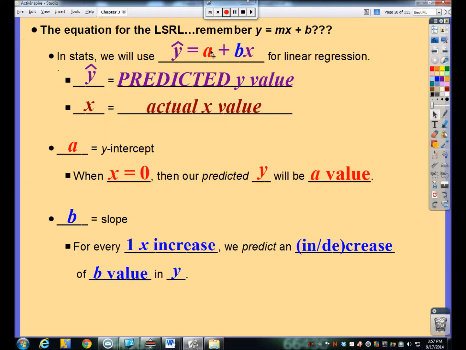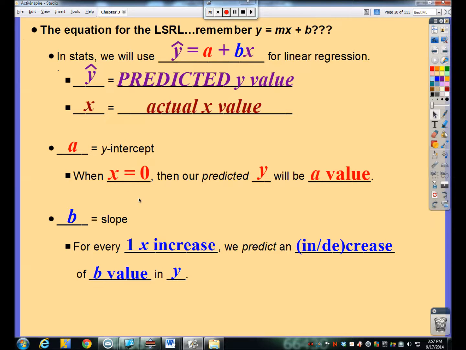Now the a in this case is our y-intercept. Before, with y equals mx plus b, the b was our y-intercept. Now it's the a. It's still the thing that's not attached to the x like it was in y equals mx plus b, right? The b was the thing that's kind of solo by itself. The a is the thing that's kind of solo by itself. So it still applies, just a different letter.